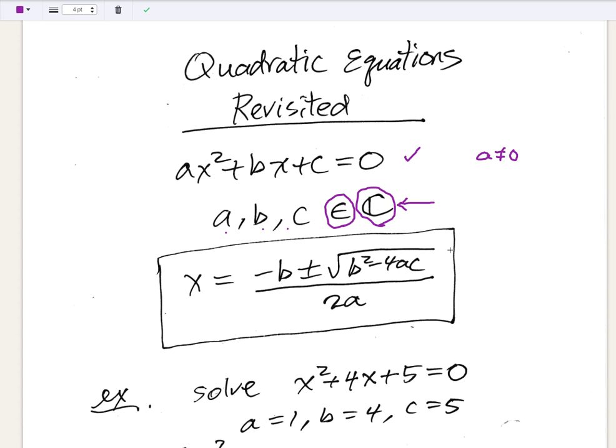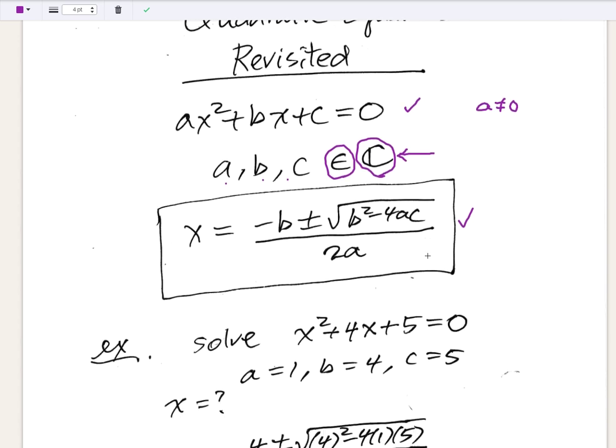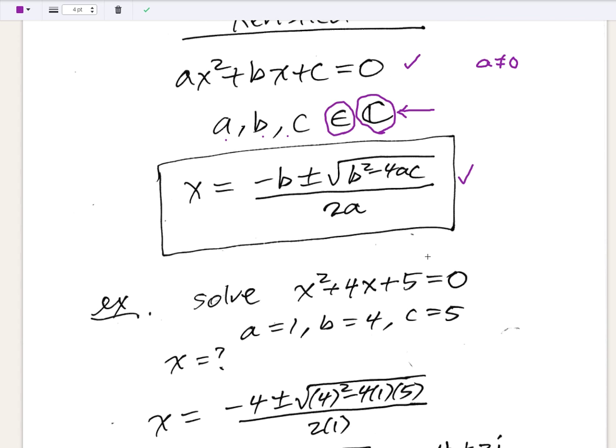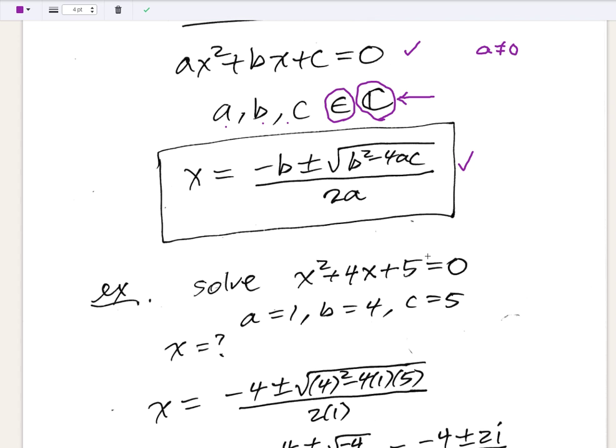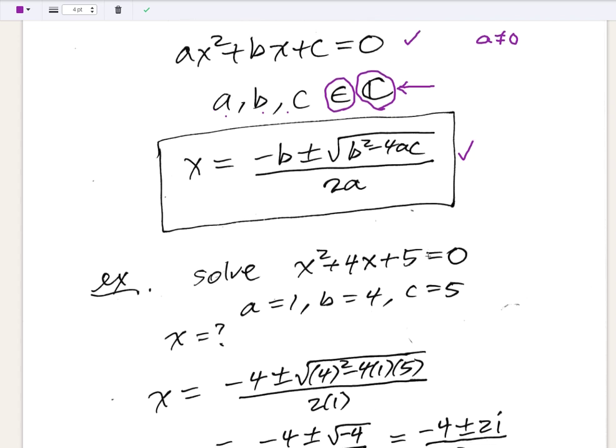Now, the quadratic formula was x is equal to negative b plus or minus the square root of b squared minus 4ac all over 2a. And we found that was true by completing the square. Let's revisit a few problems now. Now we have complex numbers behind us, we can actually write solutions to some quadratic equations that we couldn't before.